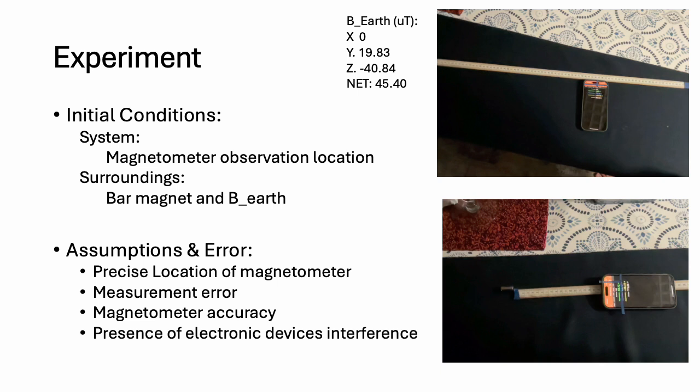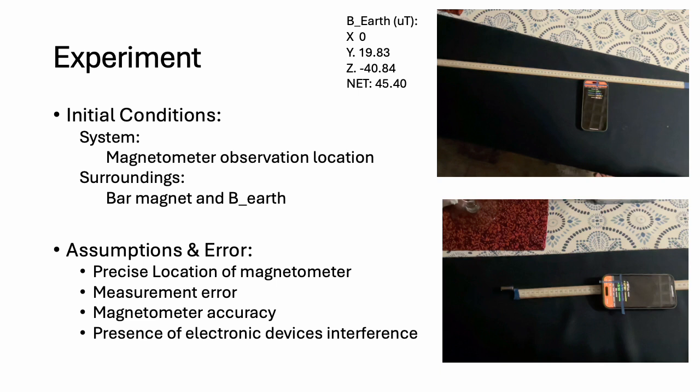For the first part of the experiment, we first had to calibrate the magnetometer app to the magnetic field of the Earth, which we found in the general location where I am is around 45.40 microteslas. It should have been closer to 48, but there is interference through the Wi-Fi and surrounding metal objects, so that's as close as I could get.